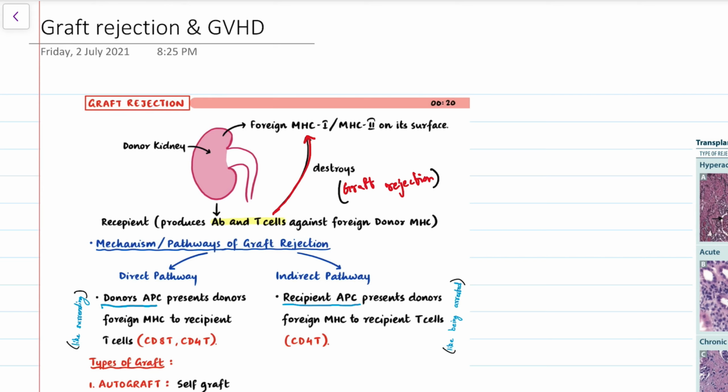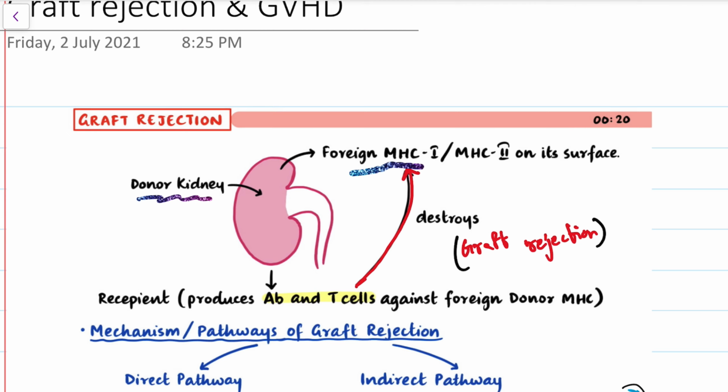So today we'll be discussing graft rejection and graft versus host disease. Okay. So first of all, graft rejection. When a donor organ comes and is attached to a recipient's body, the donor organ has certain foreign MHCs. MHCs are major histocompatibility complexes, and these are of two types: MHC1 and MHC2.